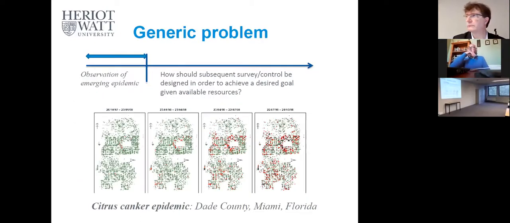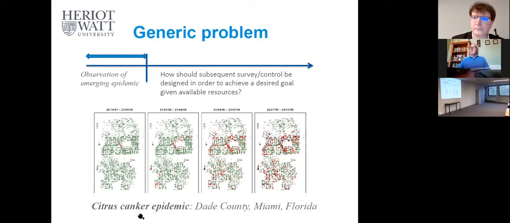So just to motivate this, the generic problem that I'm going to look at is, let's suppose you have observations of some kind of emerging epidemic up to some time point, and you're interested in the question of how you should deploy your control measures in order to have the biggest effect on reducing the future spread of the epidemic. And these diagrams down here illustrate the kind of data which one might have.